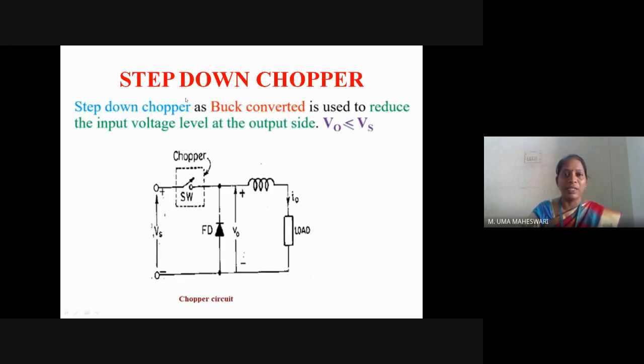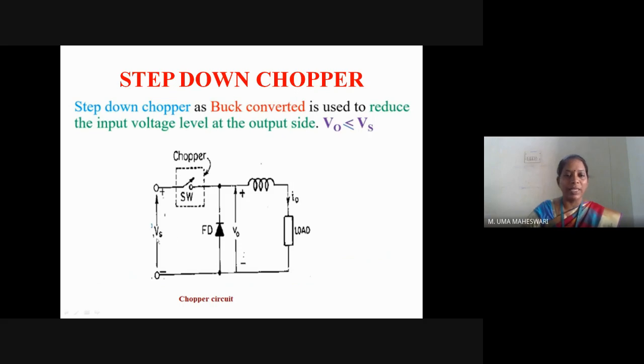Now we'll move to the discussion of step down chopper with circuit diagram and its working operation and the output voltage waveform. Step down chopper is also known as buck converter, I'm repeating. It is used to reduce the input voltage level at the output side, which means that V output is lesser than the Vs. Wherever the load requires a variable voltage, and that voltage is lesser than the input voltage, we go for step down chopper.